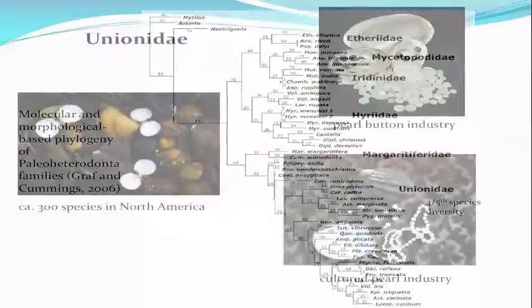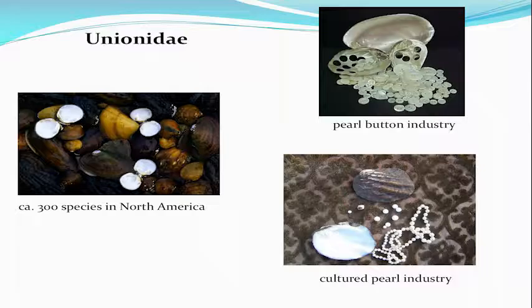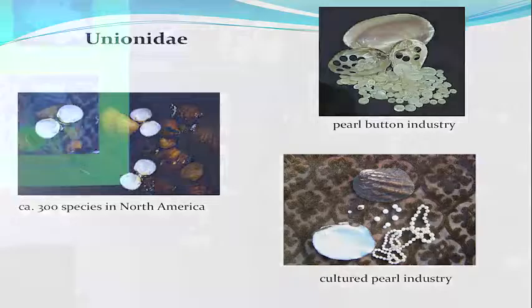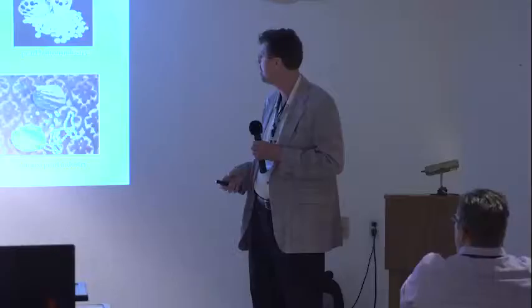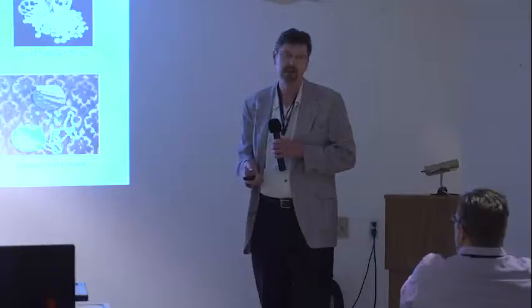Unionids, as Art had mentioned, have their highest diversity in North America. They figured prominently in the pearl button industry. Before there were plastic buttons, people made buttons out of pearl oysters and would cut out button-shaped objects. And then, with the advent of plastic buttons, that industry disappeared.